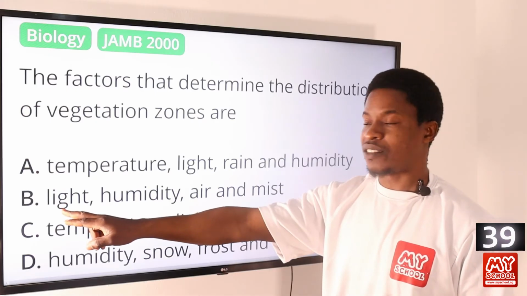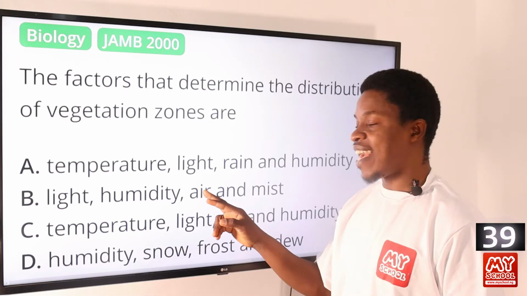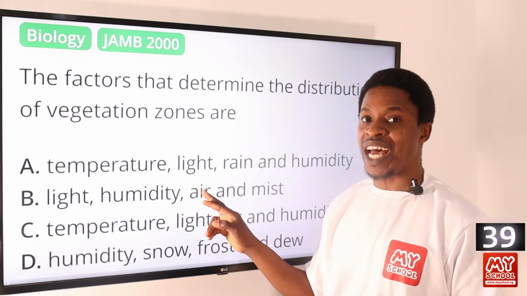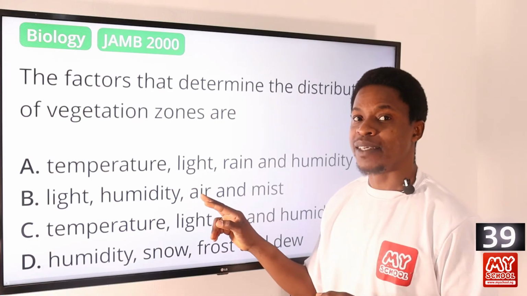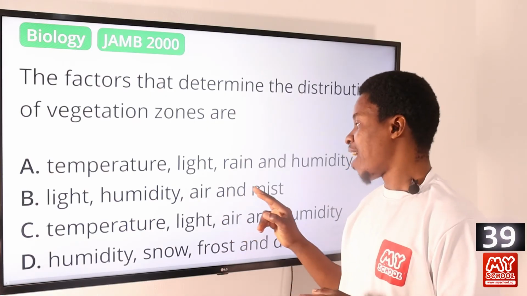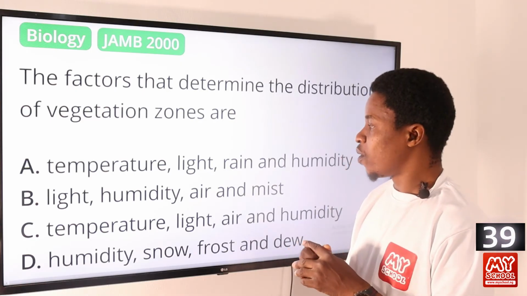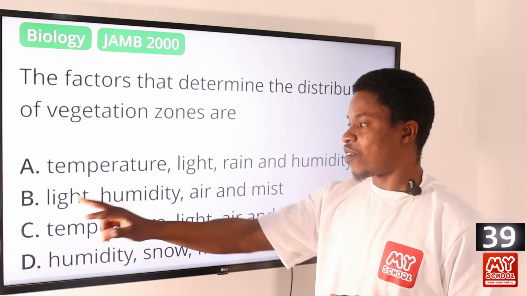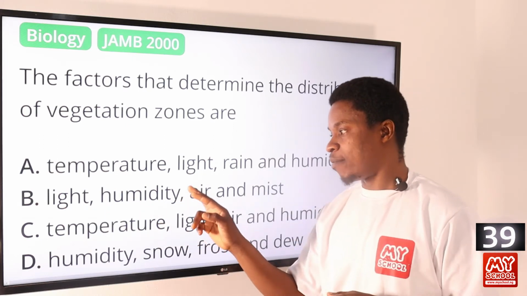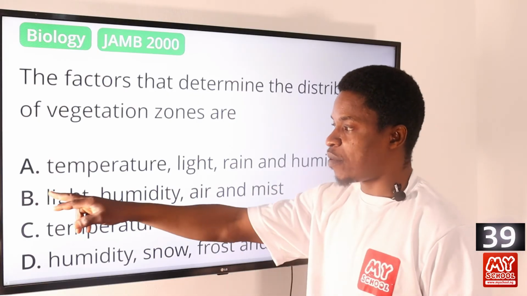Light, yes, like sunlight, humidity, yes, that's correct. Air and mist. The air actually does not work. If what we had was wind, wind would have been more presentable, not the air. And then we have mist. Mist also is not a factor that we can reckon with. So light correct, humidity correct, air, maybe wind would have been better, and then mist not. So option B is not correct.